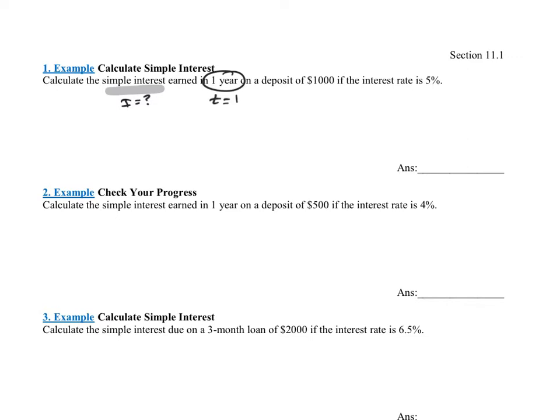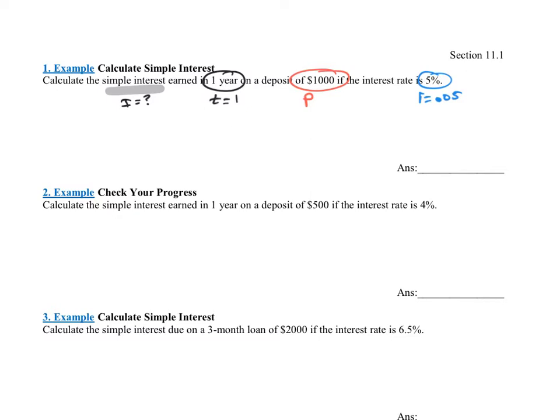On a deposit of $1,000, that $1,000 right there should be our P value. That's our initial investment, our principal. And then we have an interest rate of 5%, so that tells me that R is 0.05. Okay? This is what I mean by identifying your variables. Read the sentence, go through it, and decide what each one of those things wants.